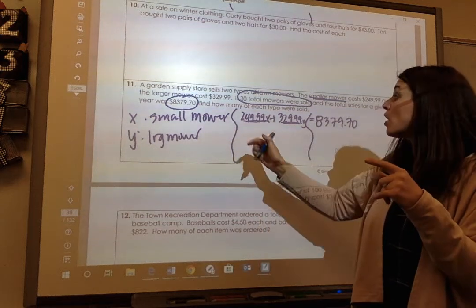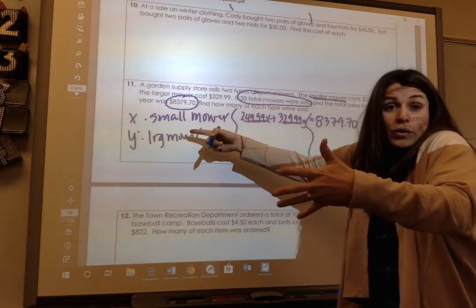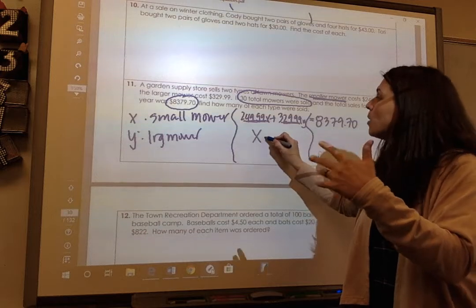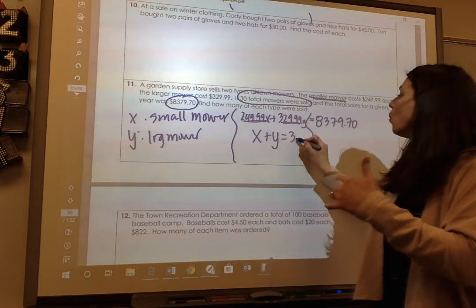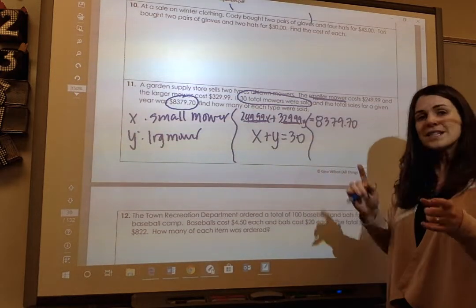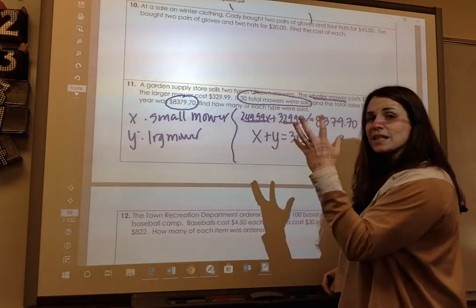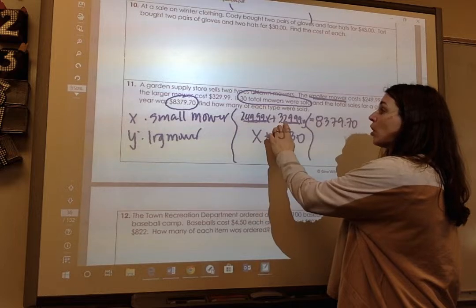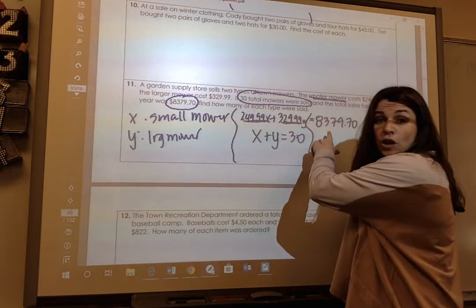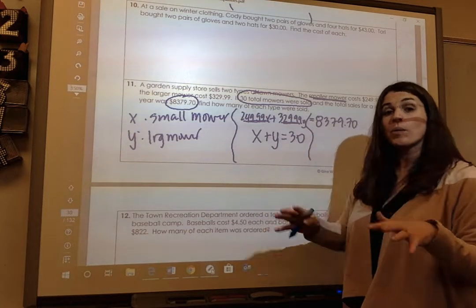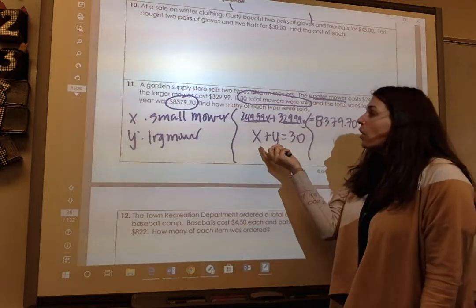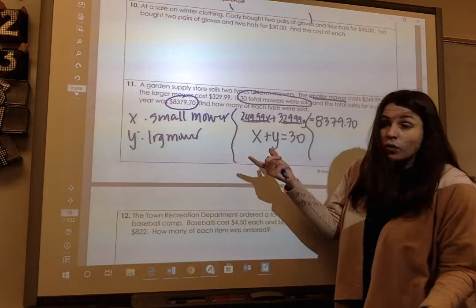Now, it says 30 mowers were sold together. We don't know how many of each, but we do know that small mowers and large lawn mowers were 30 together. So this is a different type of word problem. When you relate to cost, the coefficients are all costs, and then your constant term is going to be a cost. But when we're just looking at numbers, we know that both X's and Y's sold, and how many? 30 of them.